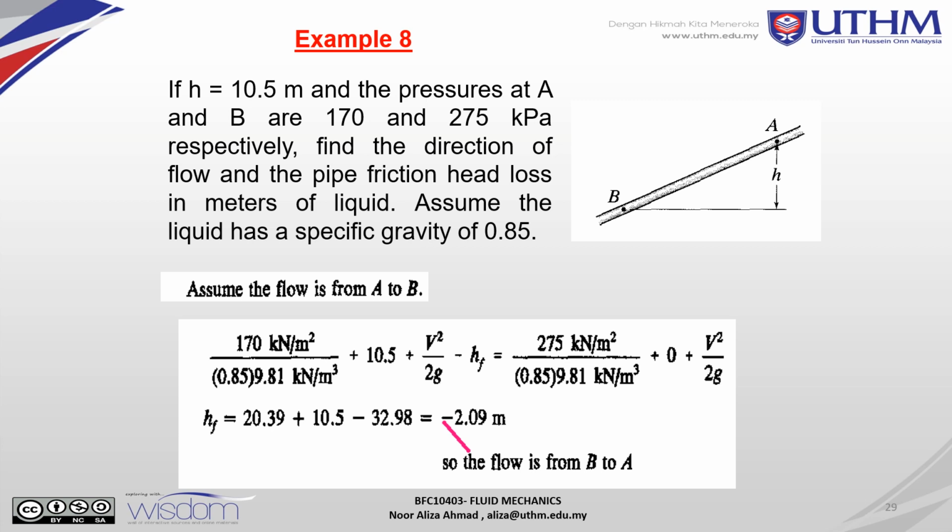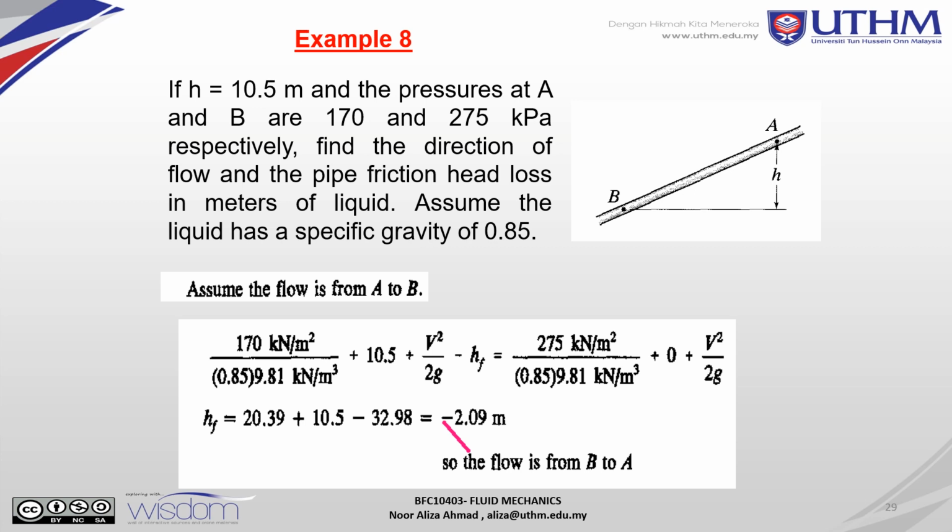Use the Bernoulli equation from point B to point A here. So you just put all the values here. So you get HF, because you want to find the pipe friction head loss in meters of liquid. So you get the flow from B to A is negative.